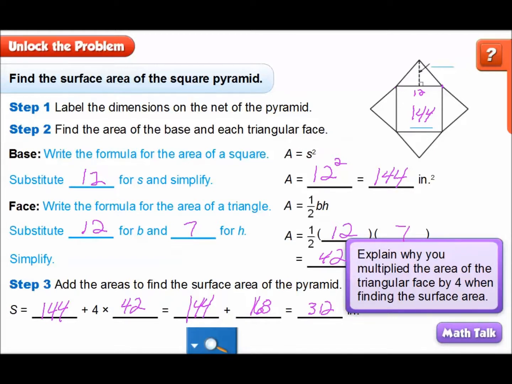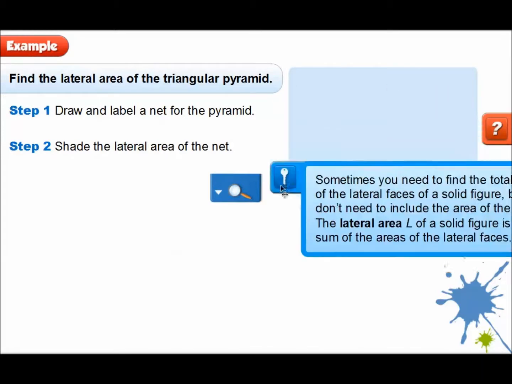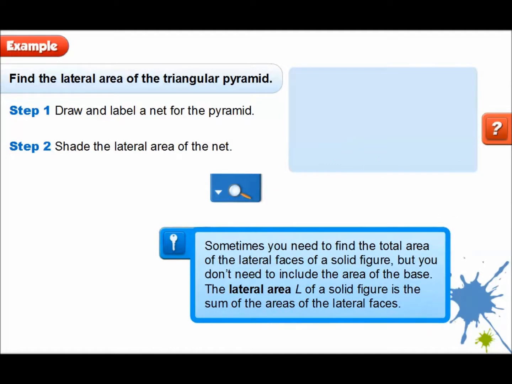Okay. Going on, now we want the lateral area. Lateral area is the sum of the areas of the lateral faces, and that means not including the base. So if they want just the lateral area here, you need to make sure you highlight this part here. The lateral area of a solid figure is the sum of the areas of the lateral faces. Highlight that in your book.